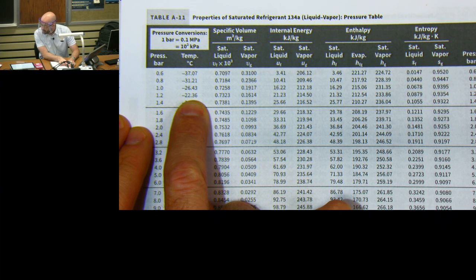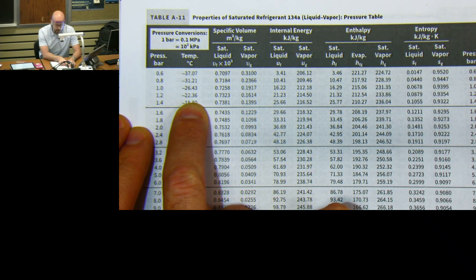So it comes in at 60 degrees Celsius, and it goes out at negative 22.36. This is what refrigerants do. You put them through a nozzle, they lower the temperature a lot, and that's why air conditioning happens. That's why you're comfortable, because of just going through a nozzle. That's why we do it.